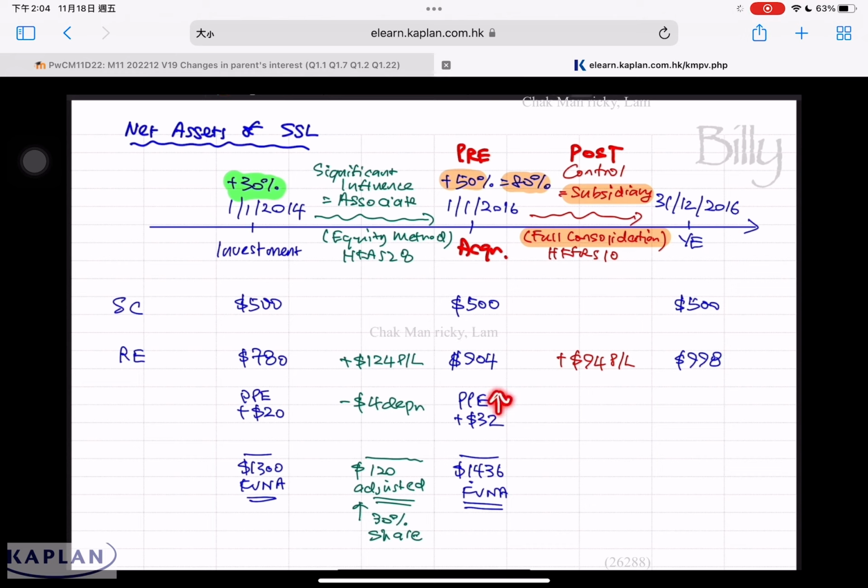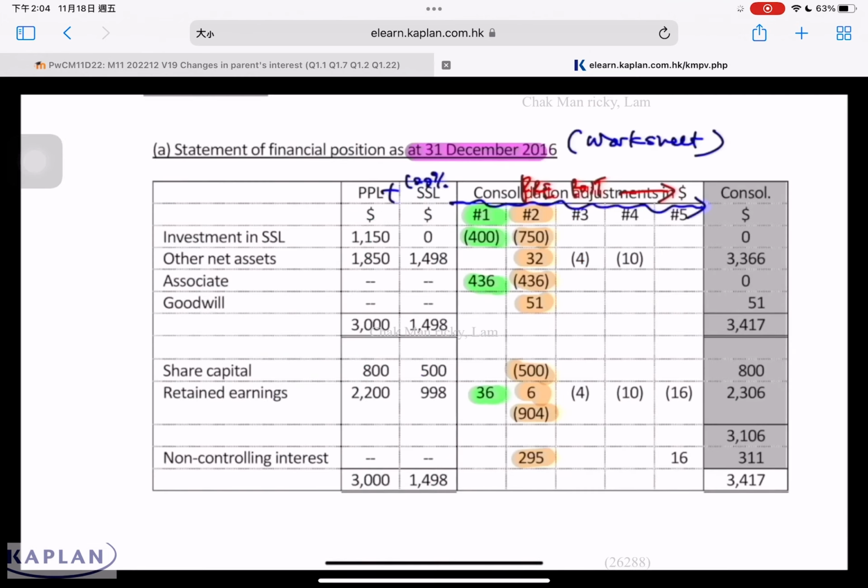We increase the value of the PPE, we must also increase the depreciation. But the remaining useful life for this PPE is 8 years. Let's now say it's 10 years. After 2 years, equals 8 years. 32 over 8 years, annually the depreciation is 4. Must account for this $4 depreciation. That's entry number 3. Reduce the PPE, increase depreciation, reduce profits.